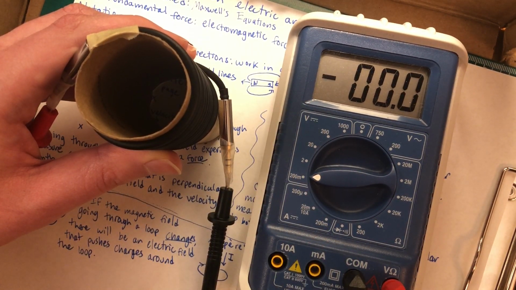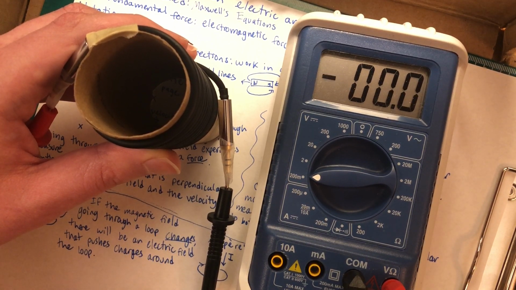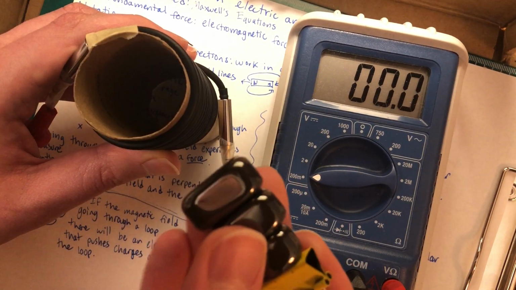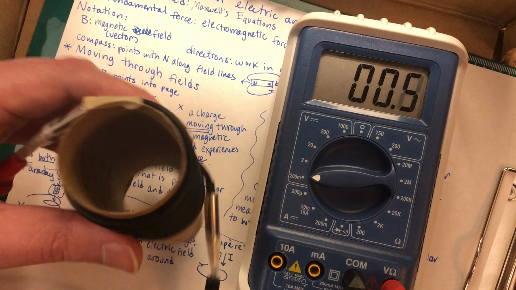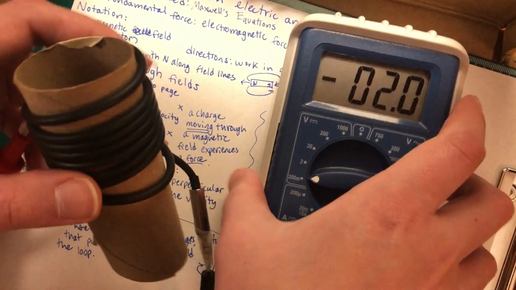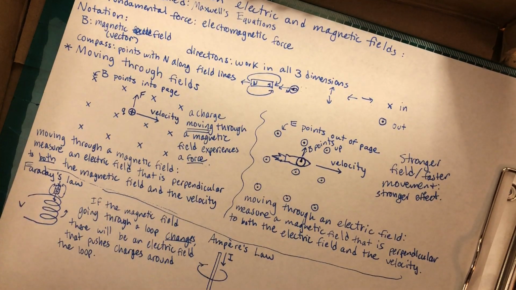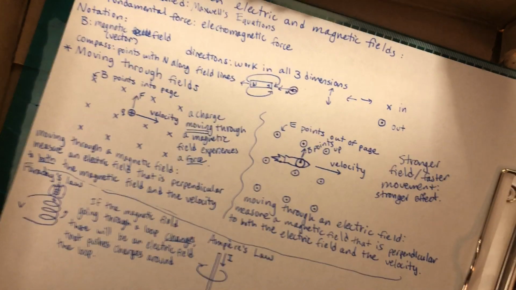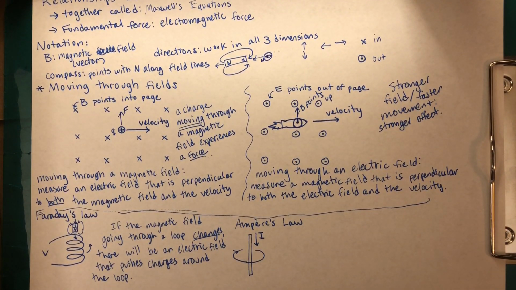Cool. So hopefully that convinces you that this really is true. If we change the magnetic field going through a loop, we can get an electric field that pushes the charges around the loop. That's called Faraday's law. Okay? So hopefully you can kind of feel what's coming next. We're going to do the same rule, except that we're basically switching the roles of the magnetic and electric field.